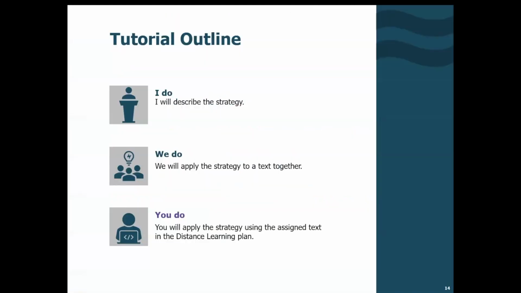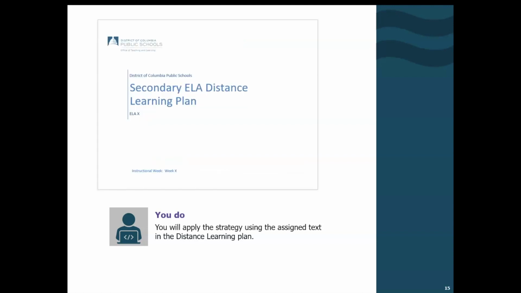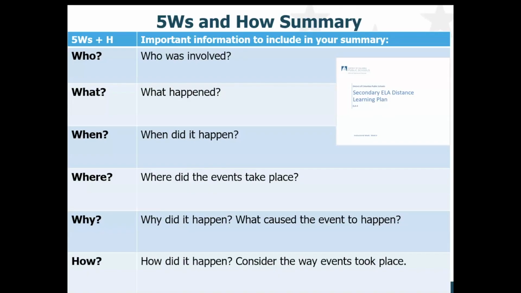Now, it's your turn. Take out your assignment for the week and apply the strategy of 5 W's and how to your objective summary writing for the complex text in your distance learning plan for the week. Remember as you're writing your summary for your informational text to include only important information.